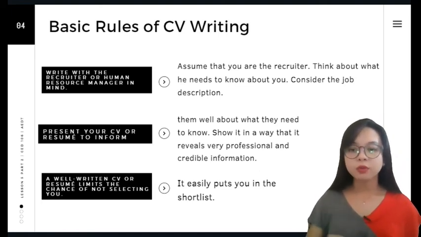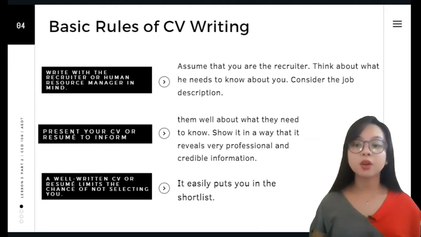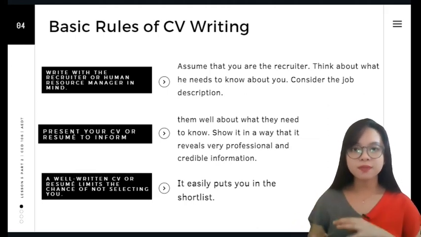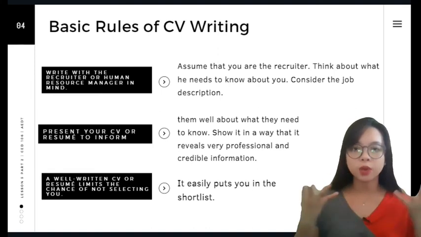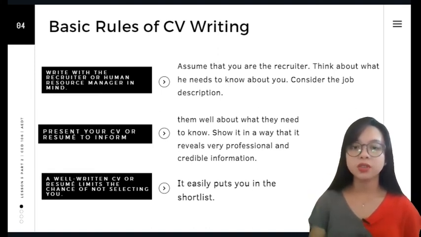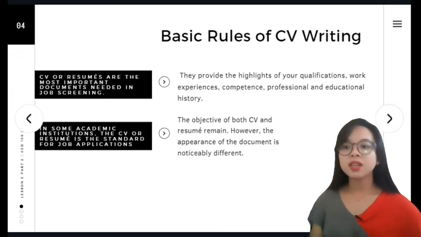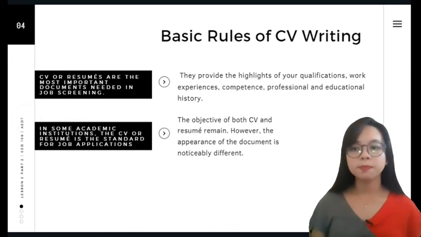Another, a well-written CV or resume limits the chance of not selecting you. If your CV or your resume is well written, without grammatical errors, and with proper and appropriate structure and organization, it easily puts you in the short list. Also, the CV or resume is the most important document needed in job screening.